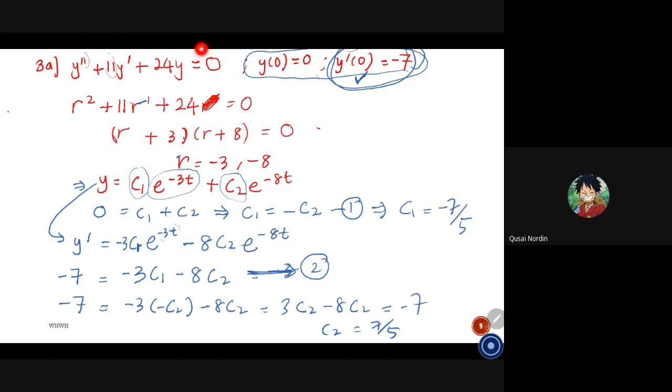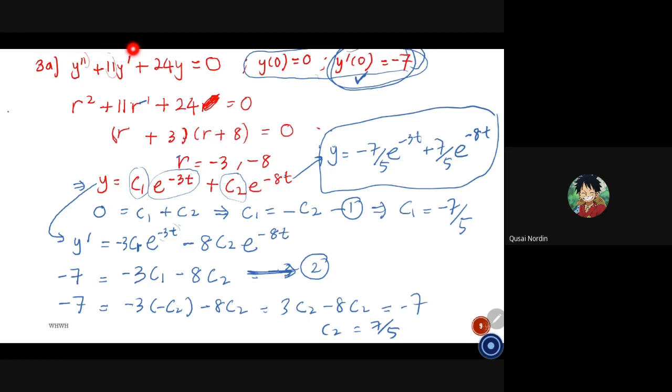Alright, so we are done. That means here our solution y is equals to negative 7 over 5 e to the power of negative 3t plus 7 over 5 e to the power of negative 8t. Okay, understand? So we are done with example 3a.